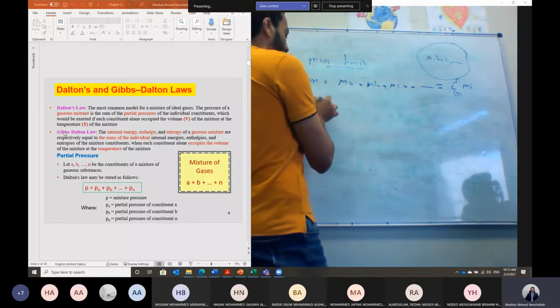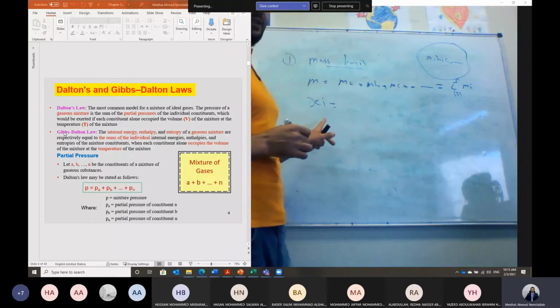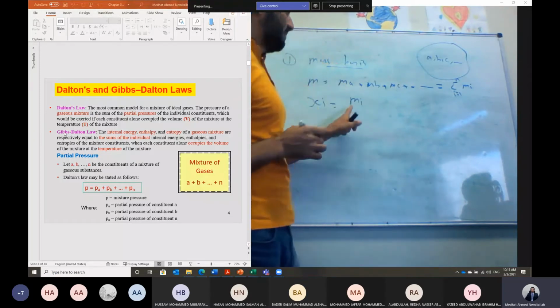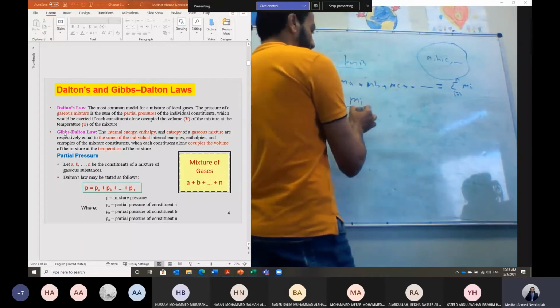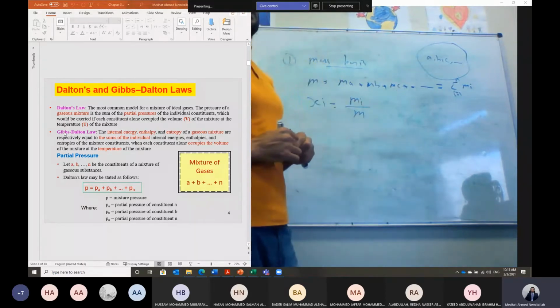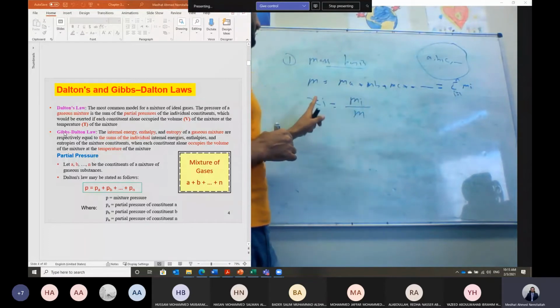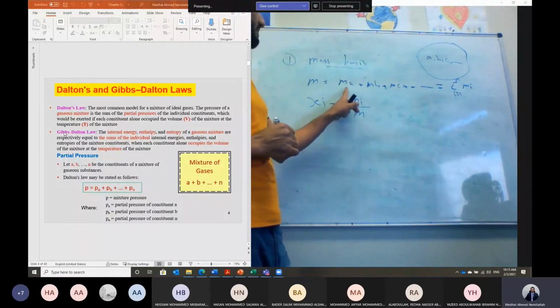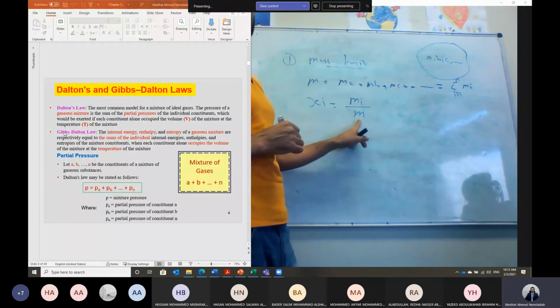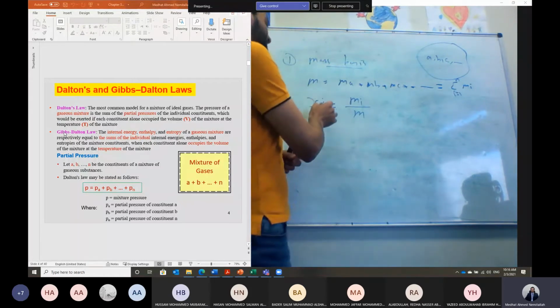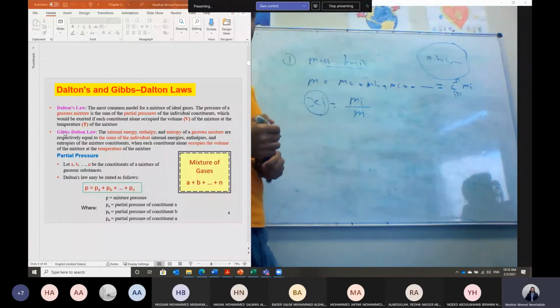Based on that, we can define the mass fraction. We call it Xi. The mass fraction of gas A, Xa, will equal the mass of this gas divided by the total mass. So this is the fraction out of 100%.